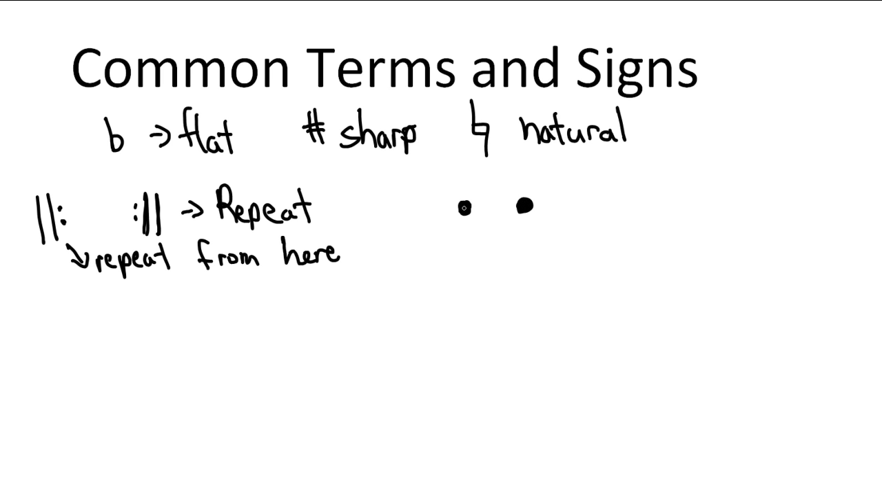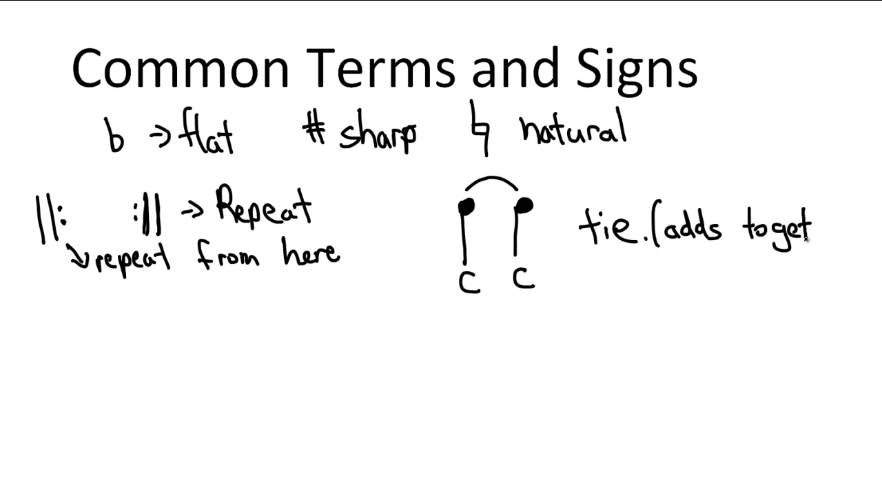Something else you might see is called a tie. Now if I have two notes that are the same and I draw a line across it, it's called a tie. And a tie can only work if these are two same notes. So this is a C and this is a C. And a tie adds together. So, because this is a quarter note and it gets one beat, and this is a quarter note, it gets one beat, 1 plus 1 equals 2. So this equals a half note C.